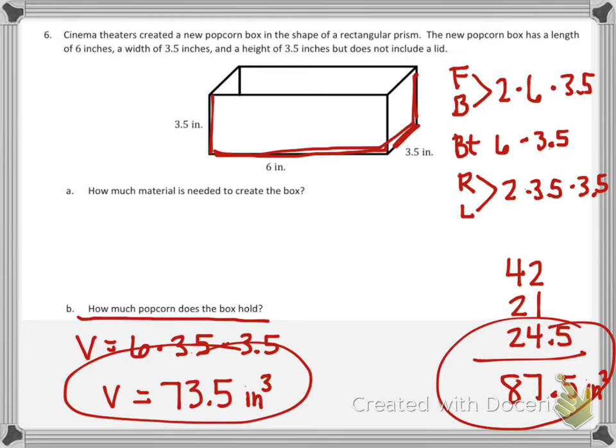Okay, remember when you're finding area, it's squares. Two-dimensional squares will cover a two-dimensional surface, and three-dimensional cubes will fill a three-dimensional object, and that's the difference between surface area and volume.